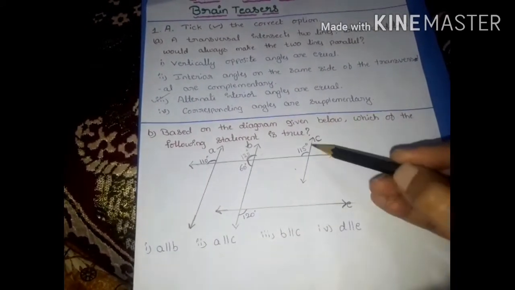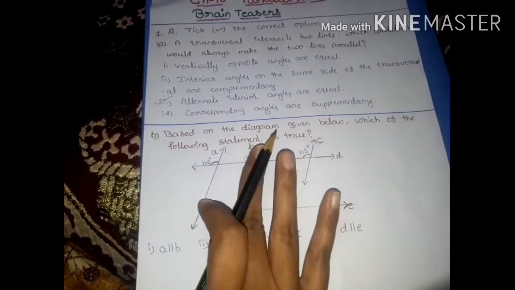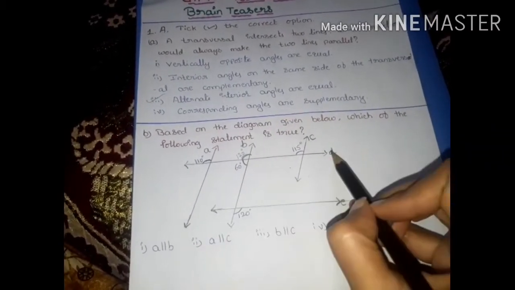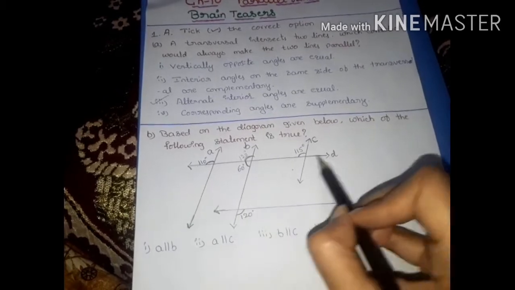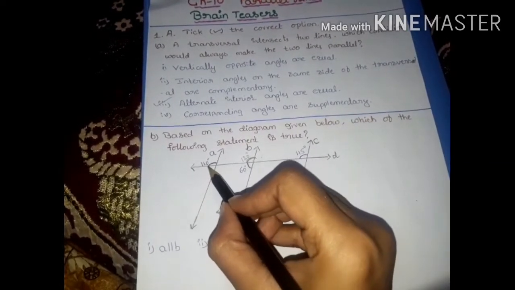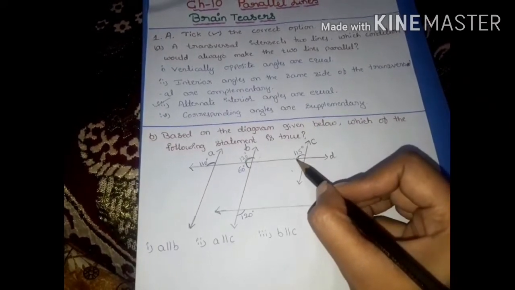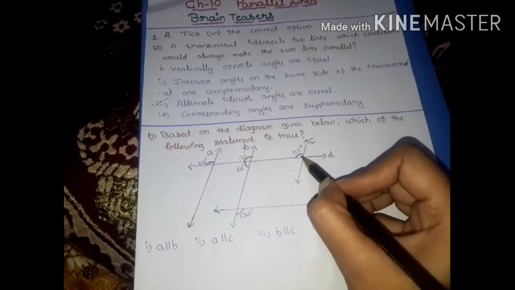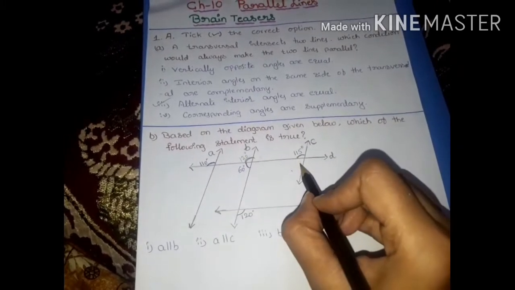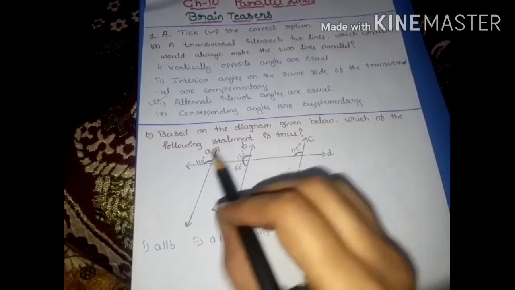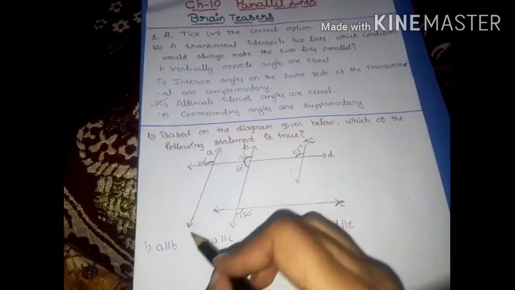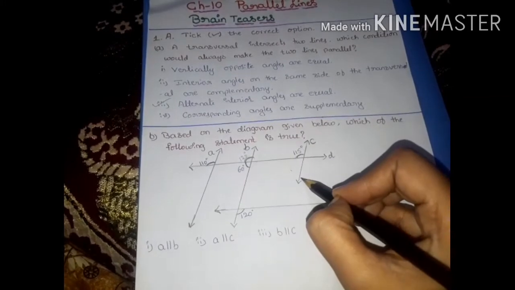A is parallel to C. Just ignore this line, B line. For A and C, D acts as a transversal. Here 110 degrees, one is outside. They gave 115 degrees, one is inside. One is outside, one is inside. These two angles act as corresponding angles. Here the corresponding angles are different. So A line is not parallel to C line.